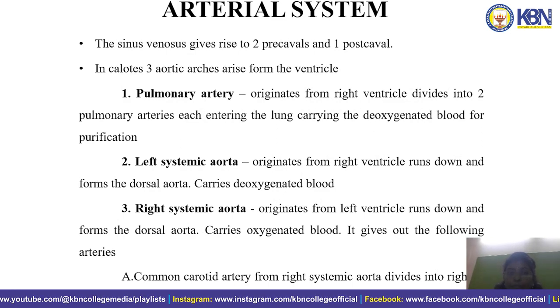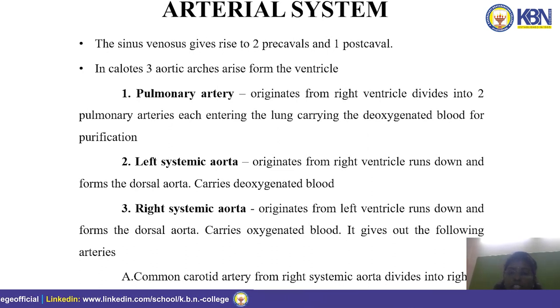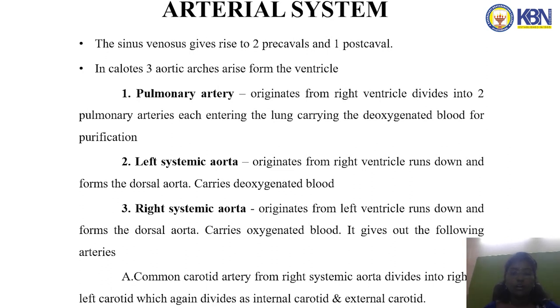Next, arterial system. The sinus venosus gives rise to two precavals and one postcaval. In Calotes, three aortic arches arise from the ventricle. First one, the pulmonary artery, originates from the right ventricle, divides into two pulmonary arteries, each entering the lung, carrying deoxygenated blood for purification. Second one, the left systemic aorta, originates from the right ventricle, runs down and forms the dorsal aorta, carries deoxygenated blood. Third one, the right systemic aorta, originates from the left ventricle, runs down and forms the dorsal aorta, carries oxygenated blood.